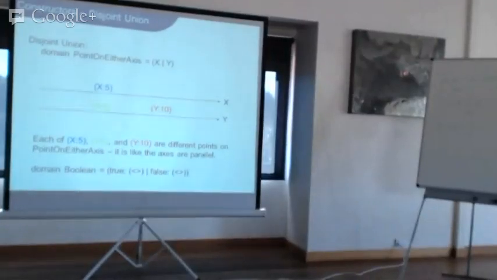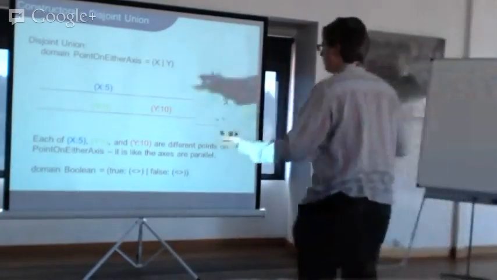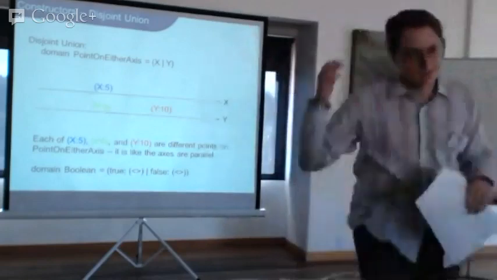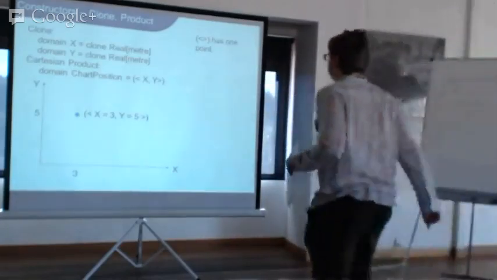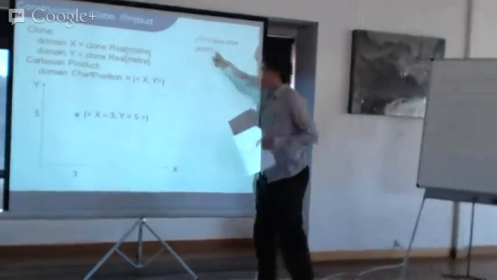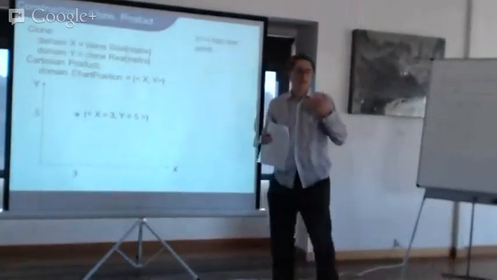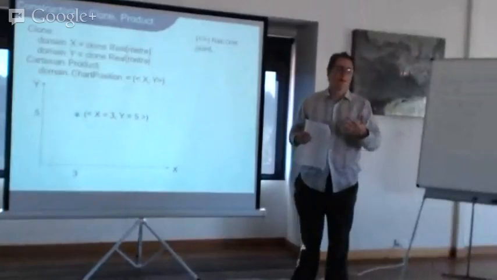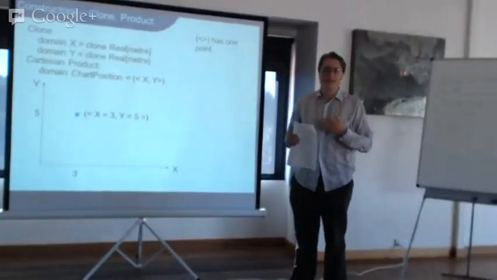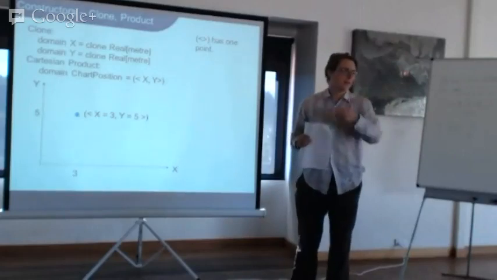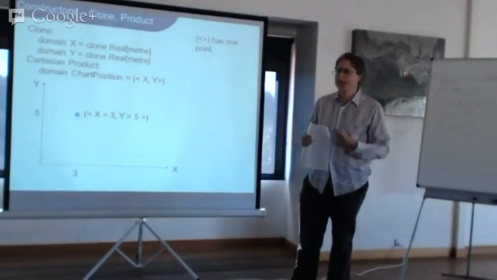The next thing I'll move on to is the disjoint union. Actually, I should say one more first. Sorry about that. This thing here is basically a product of nothing, and it's used as a special case. A product of nothing has just one point in it, and that's sometimes useful if you want to clone a domain that only has one point in it.